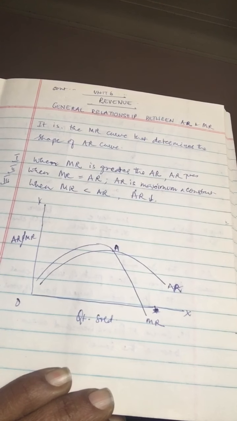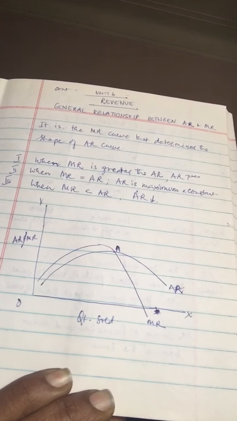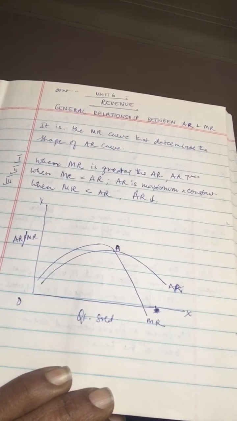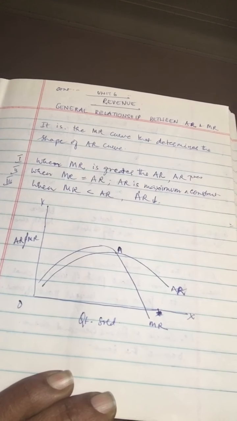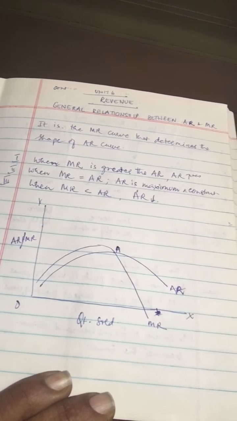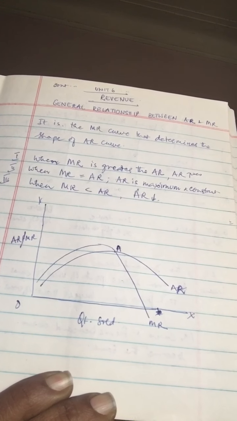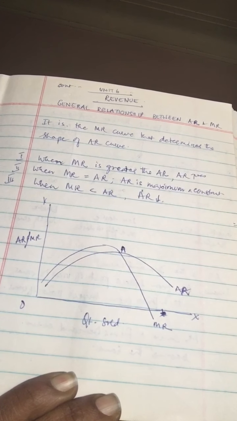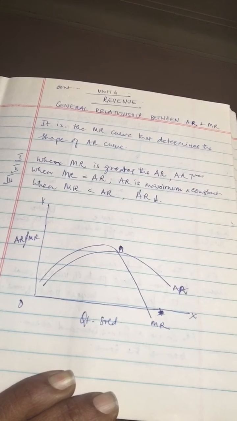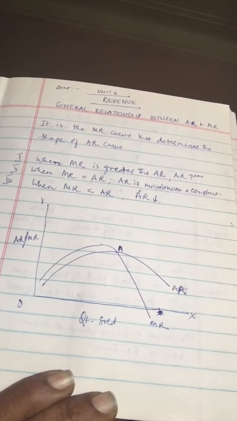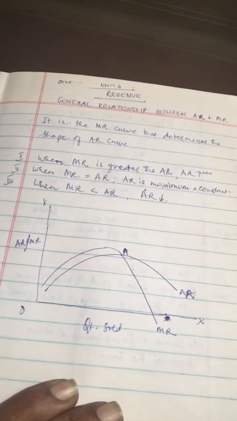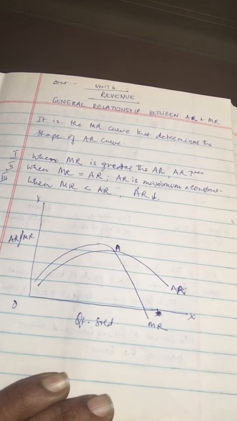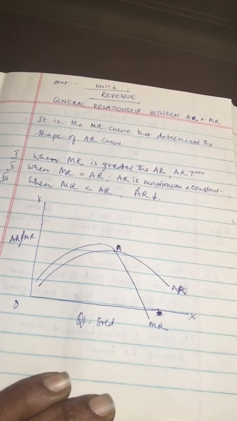At point A, marginal revenue is equal to average revenue. So average revenue curve is almost parallel to x-axis, showing average revenue as constant. Then after point A, what you notice is that marginal revenue is less than average revenue. So average revenue curve after point A is downward sloping. So once again, as I pointed out, you should make a note of it, that it is the marginal revenue curve which determines the slope of the average revenue curve.